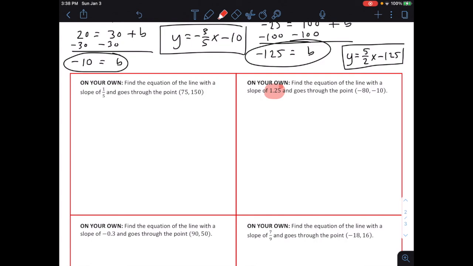And you'll just multiply that decimal times the x value when you're finding the equation of the line or finding the y-intercept. Okay, so you're probably going to want to grab a calculator to do that. Okay, so we have a decimal in that one, and we also have a decimal in this one here. All right, the other two are fractions, so you're going to do it like we did up above.